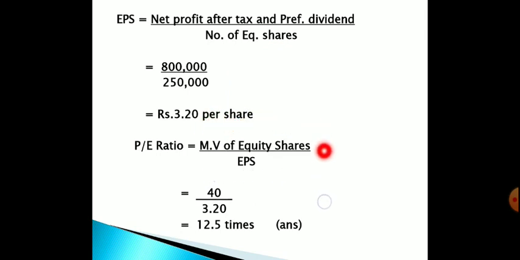Now as per the formula, price earning ratio is equal to market value of equity shares divided by earning per share. So the market value of equity share is rupees 40 divided by 3.20. So the answer is 12.5 times.